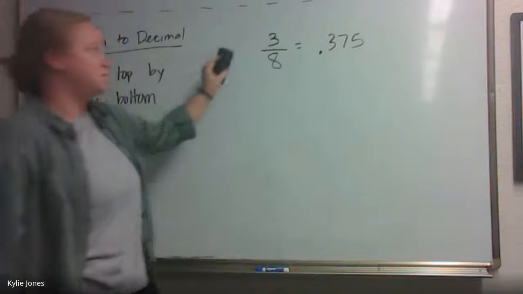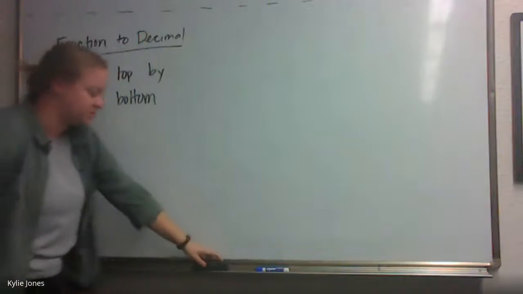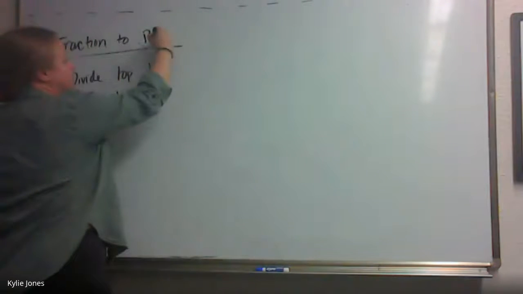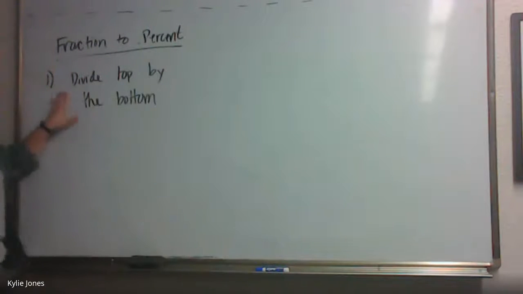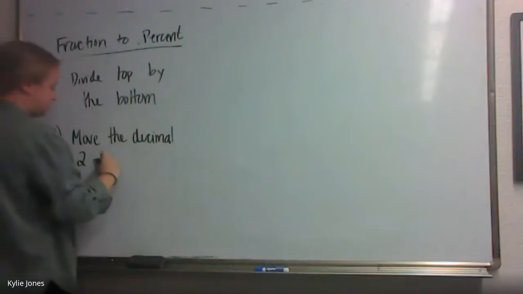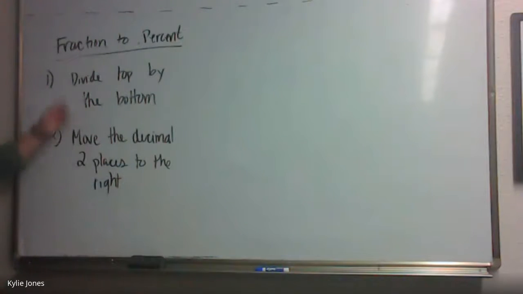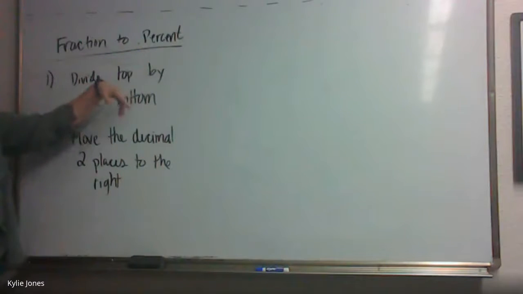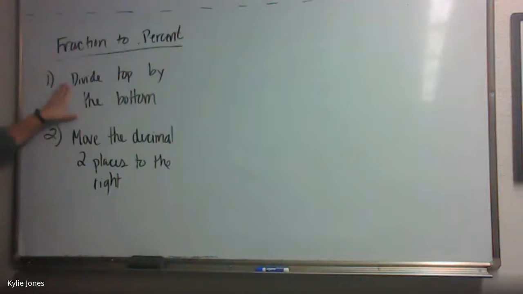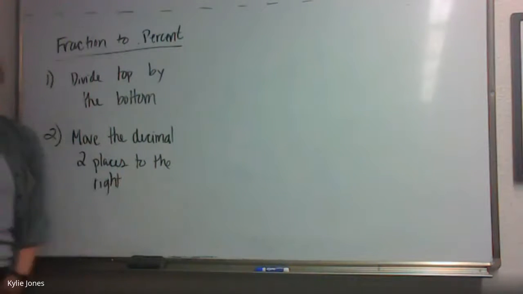So that was fraction to decimal. The cool thing about fraction to decimal and fraction to percent is that in order to go from a fraction to a percent, you're going to do the same process. You're going to take the top, your numerator, and divide it by the denominator. You're still going to do that. The second step then is just to move the decimal 2 places to the right. So fraction to percent, you're just adding one more step to what you were doing for fraction to decimal. You start off by dividing the numerator by the denominator. And then once you get your decimal as an answer, you move your decimal 2 places to the right, add your percent sign, and there's your answer.